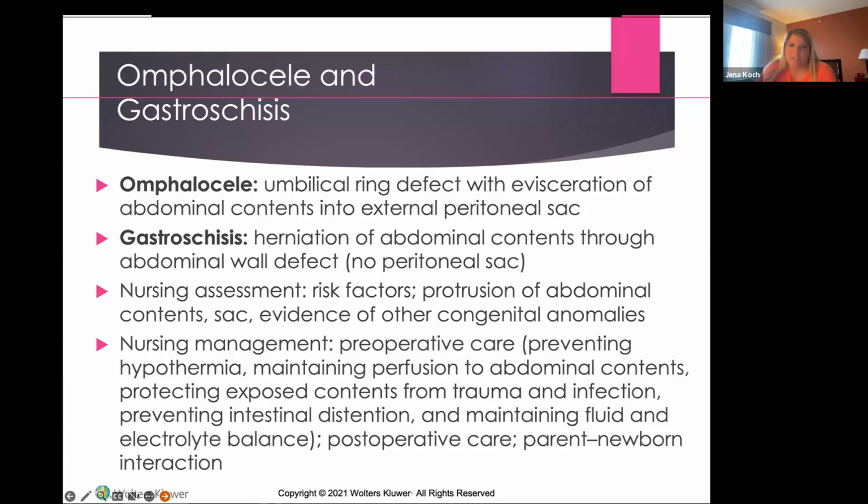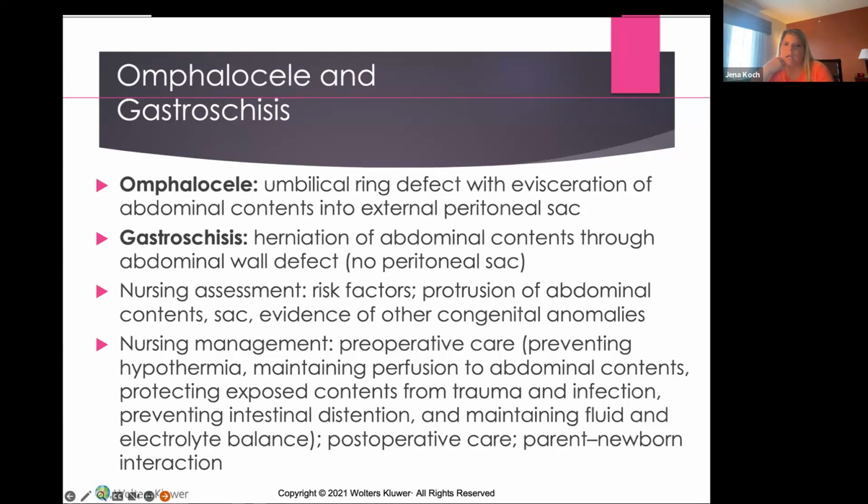Omphalocele and gastroschisis. Omphalocele is an umbilical ring defect, so the abdominal contents are coming through basically where the umbilicus is. Gastroschisis is a herniation of the abdominal contents through an abdominal wall defect, so there's no peritoneal sac. With omphalocele, everything's contained in a nice sac. With gastroschisis, there's no sac. So you want to make sure that you assess, is there a sac or is there not a sac?